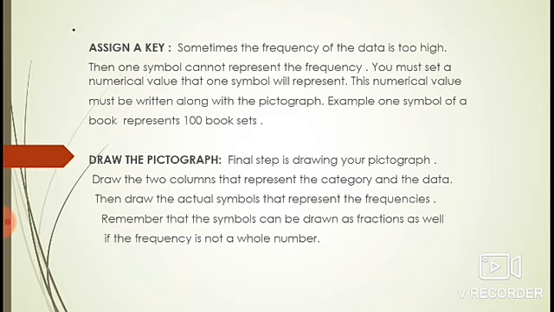Draw the pictograph. The final step is drawing the pictograph. Draw two columns that represent the category and the data. Then draw the actual samples that represent the frequencies. Remember that the sample can be drawn as fractions as well if the frequency is not a whole number.